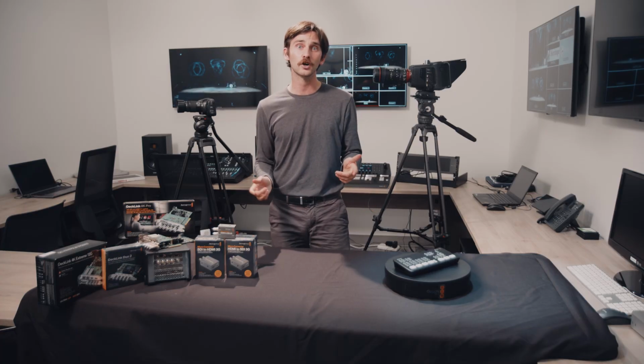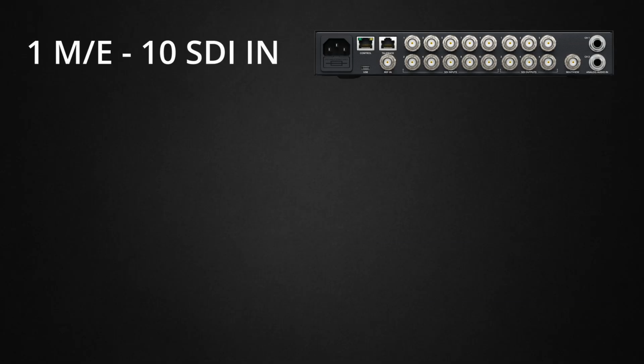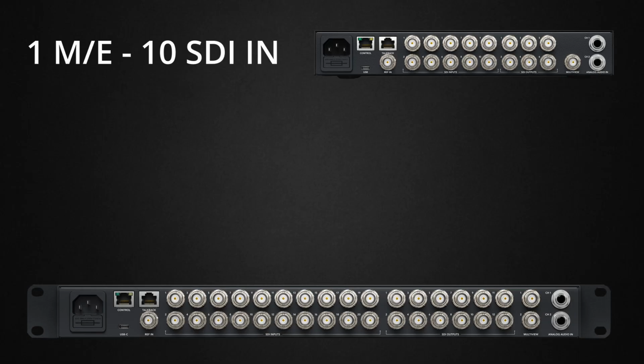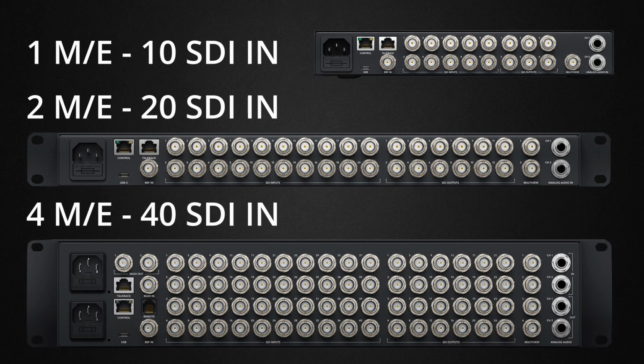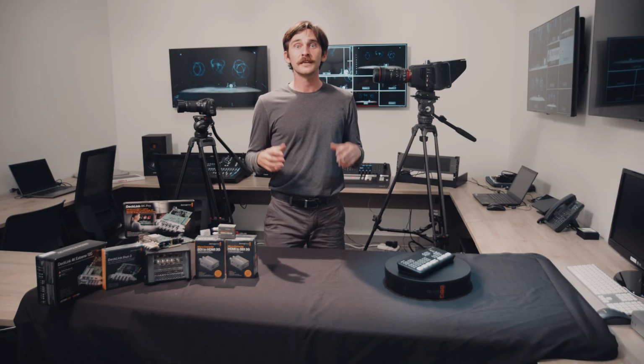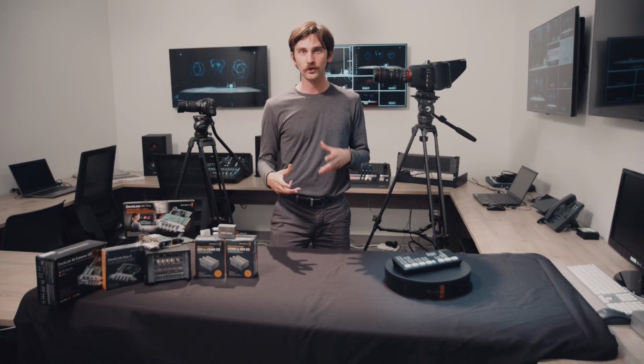Depending on your needs, the Constellation series comes in several sizes. The 1ME Constellation HD has 10 SDI inputs. The 2ME and the 4ME models expand this significantly with up to 40 SDI inputs. To take full advantage of the Constellation's power, you'll likely want to pair it with an ATEM Advanced panel.